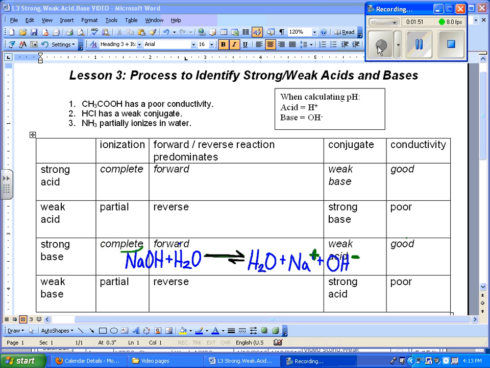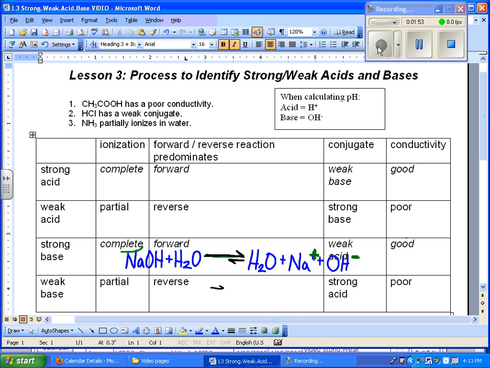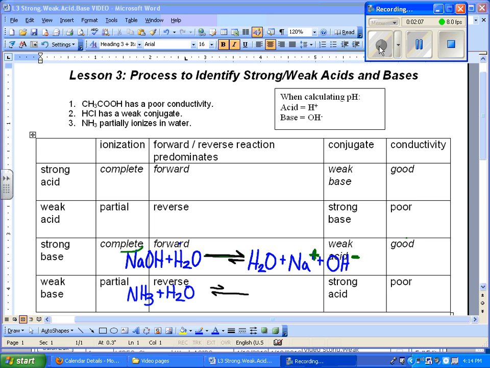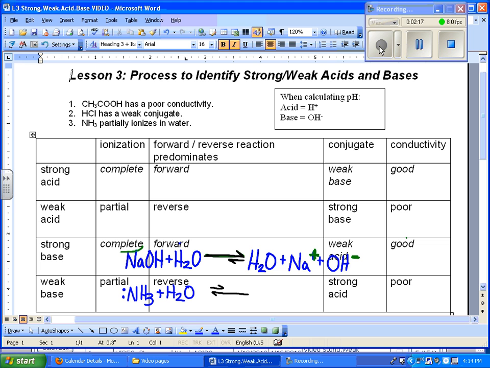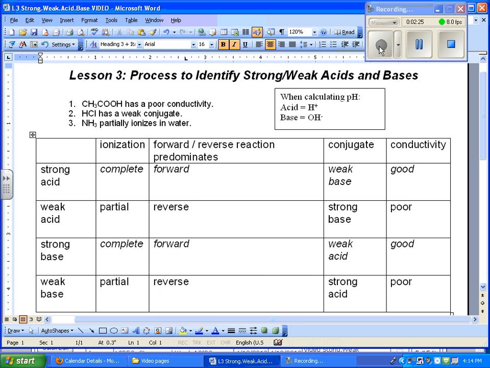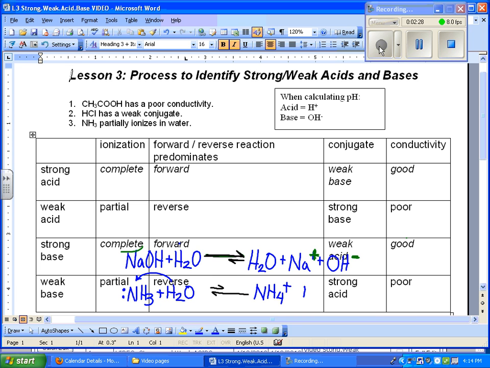A weak base would have the forward reaction being small and the reverse reaction being quite large. There's actually two examples of this. The first one I'm going to do for you is NH3, which is ammonia. NH3 plus H2O. In this case, NH3 is a Lewis base. So the N has dots. So we can take one of the hydrogens and put it on here, make an NH4+. I hope you recognize that as ammonium. And what we would be left with is OH-.